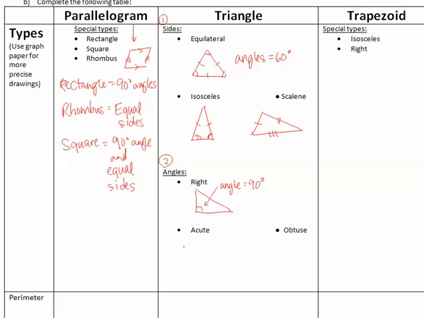An acute triangle has all three angles less than 90 degrees. So all angles are less than 90 degrees. In an obtuse triangle, one of my angles will be greater than 90 degrees.